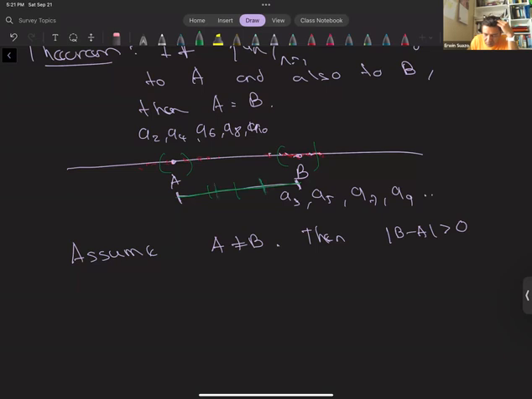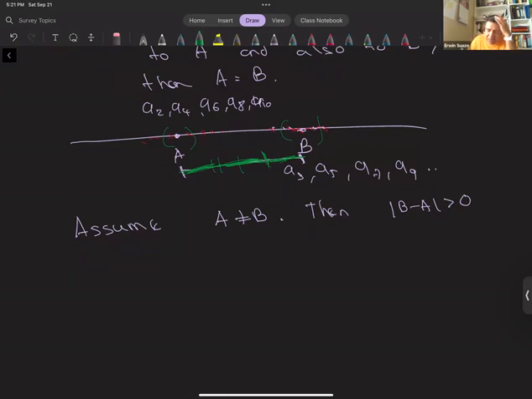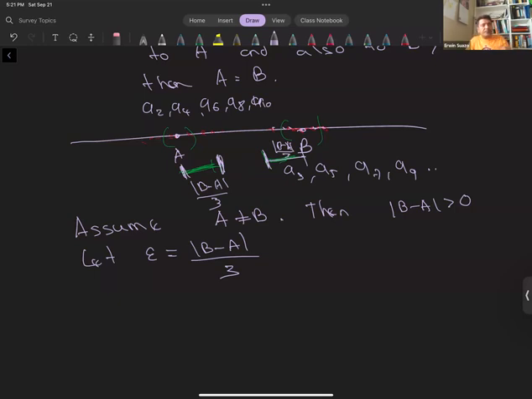So maybe I can do that, just to make sure they don't intersect. I mean, I could do B minus A over half, but let's make it a third, so you believe me more. So let epsilon equal (B minus A) over three. This is my epsilon, (B minus A) over three, and this is my epsilon, and this is (B minus A) over three.